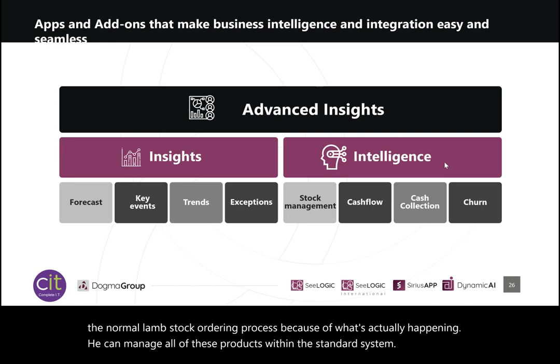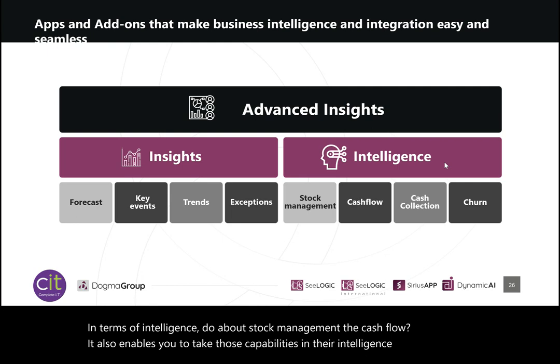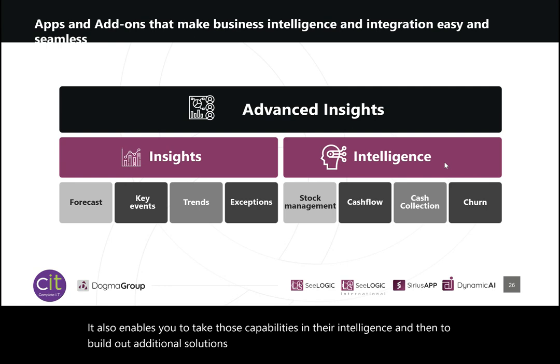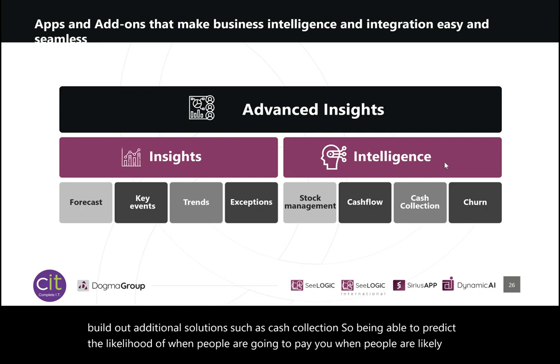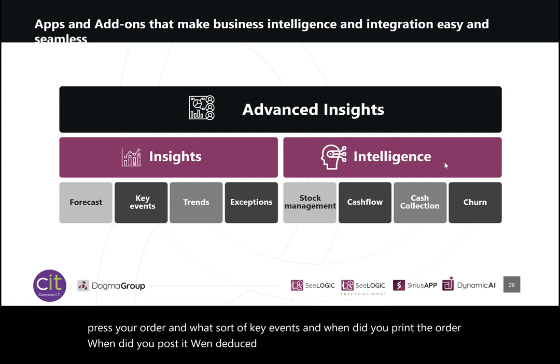In terms of intelligence, we talked about the stock management, the cash flow, but it also enables you to take those capabilities and that intelligence and then build out additional solutions such as cash collection. So being able to predict the likelihood of when people are going to pay you, when people are likely to process your order, and what all the key events are. So when did you print the order? When did you post it? When did you send them a summary? When did you send the first chase, the second chase, and so on? It allows you to have a timeline of all these different key events.